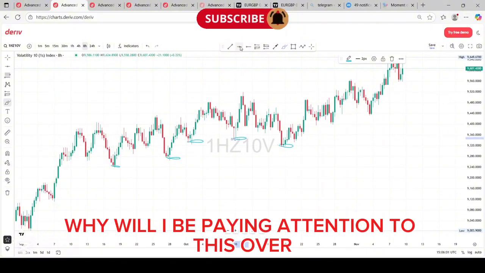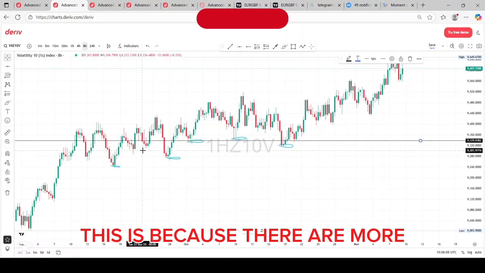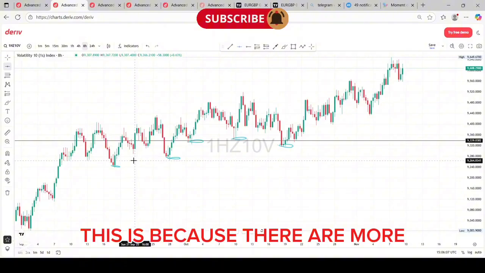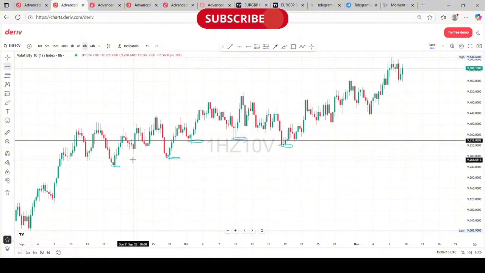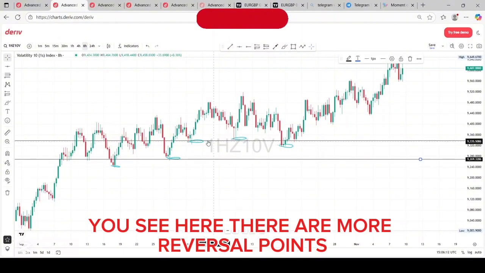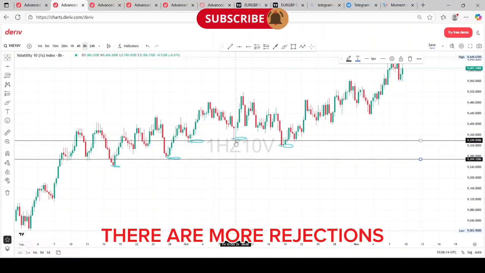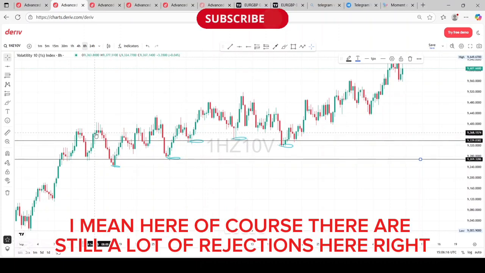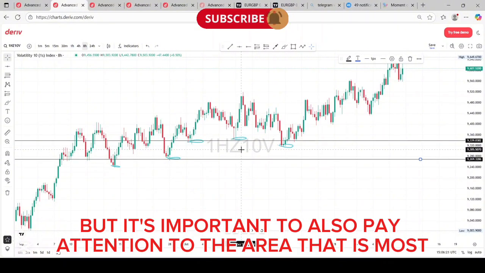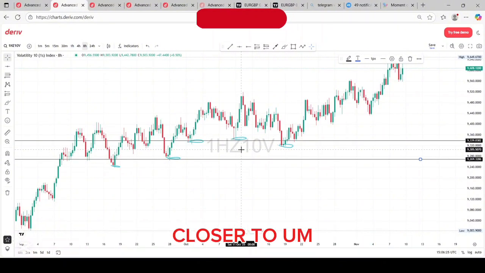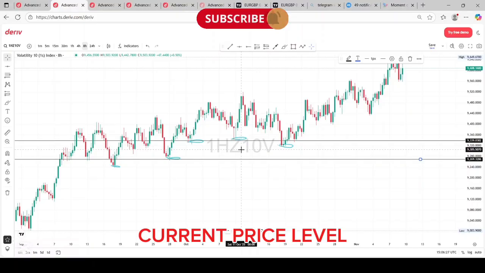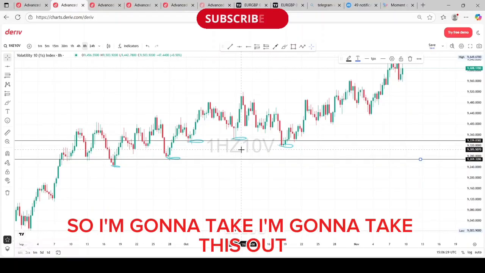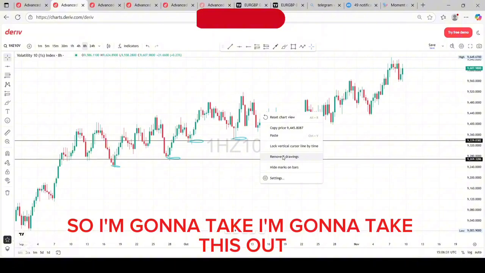Why will I be paying attention to this over this? Is because, you see here, there are more reversal points. There are more rejections, I mean, here. Of course, there are still a lot of rejections here, right? But it's important to also pay attention to the area that is closest to current price level. So I'm going to take this out.